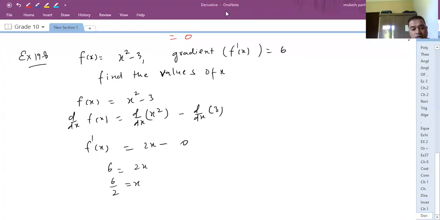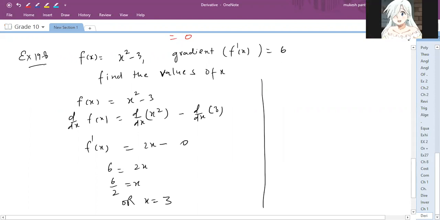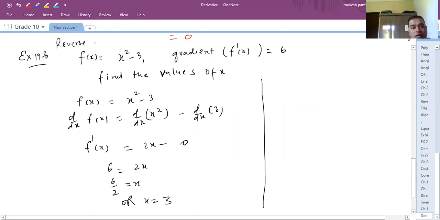It means, or you can write x equals 3. Understand? So x equals 3, this we have to find out. If you find out x equals 3, you will find out. Yes, sir. So it's just the reverse of what you have done earlier, the reverse of that one.